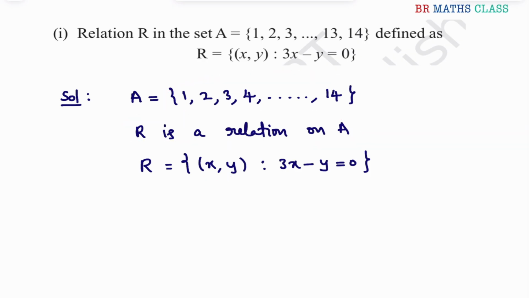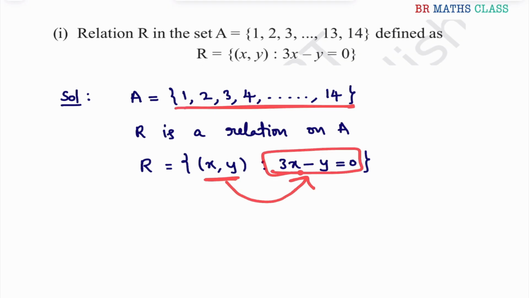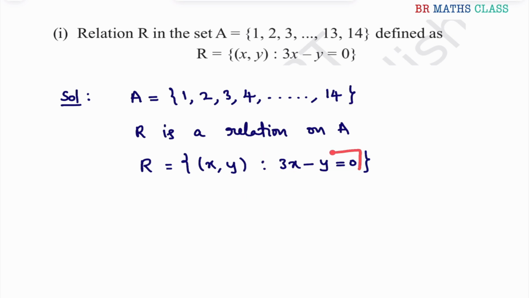And one more thing, this ordered pair must satisfy this condition. Whatever x, y values we choose from set A, that must satisfy 3x minus y equal to 0. So to do this further, I write this 3x minus y separately. See, they given in the question 3x minus y equal to 0. From that, what is y? y equal to 3x. Now keep this point in your mind, y equal to 3x.